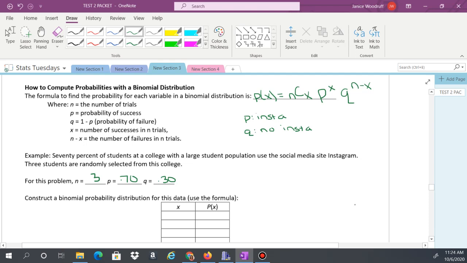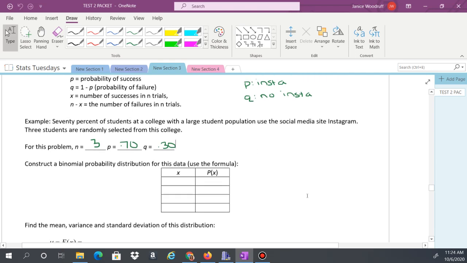Okay, so we're going to construct a binomial probability distribution. In the probability distribution, you have 4 possibilities, since you're picking 3 students randomly. You could have that 0 of the students have it, 1 out of the 3 have it, 2 out of the 3 have it, or all 3 students have it. Then for each probability, you're going to use the formula. So we'll start with 0, the probability that 0 students have Instagram.